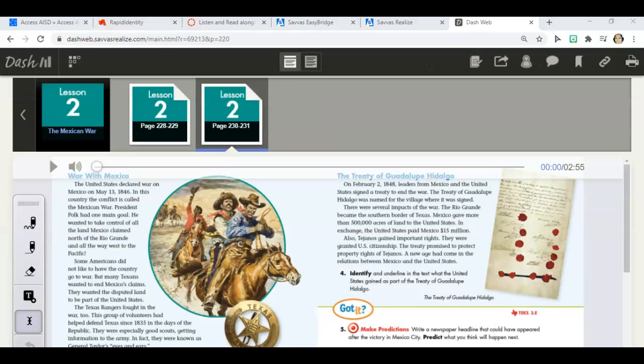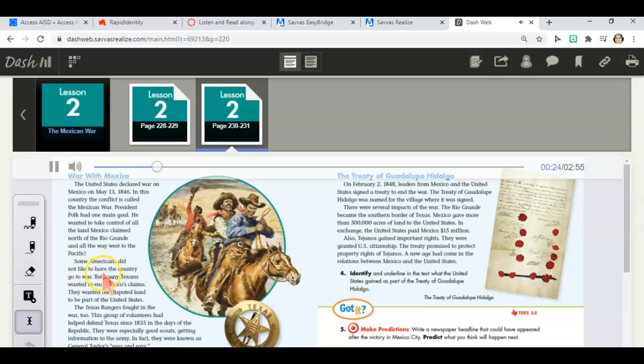All right, we are continuing with the Mexican War. We are on the next page. War with Mexico. The United States declared war on Mexico on May 13, 1846. In this country, the conflict is called the Mexican War. President Polk had one main goal. He wanted to take control of all the land in Mexico claimed north of the Rio Grande and all the way west to the Pacific.